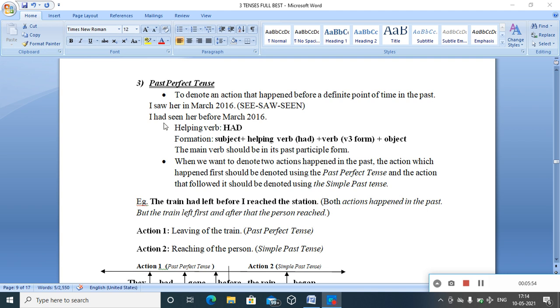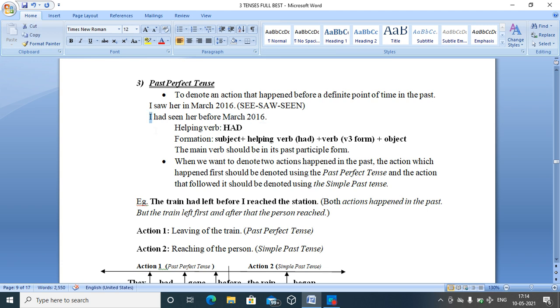Now go back to this particular sentence. I had seen her. Instead of saying "I saw her in March 2016," which is a past definite point of time, now we want to say, "I had seen her before March 2016." It means this action is even before a definite point of time in the past.